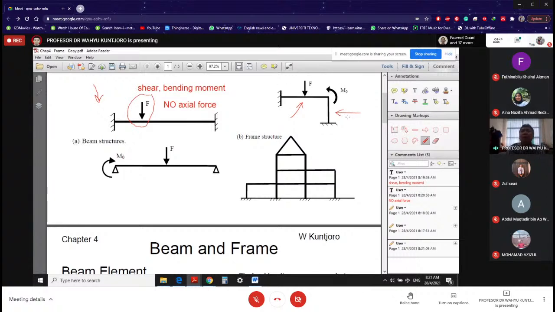So you remember when we talked about truss, every member has a different orientation. In a bar, every member has the same orientation. So that's the difference between truss and bar. Now here, when we are talking about frame and also beam, you begin to see the difference.